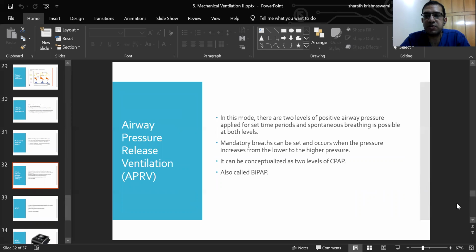Now, I once mentioned to you what BiPAP was, which is bilevel positive airway pressure. This belongs to a system of ventilatory mode known as airway pressure release ventilation, APRV. In this mode, there are two levels of positive airway pressure applied for set time periods, and spontaneous breathing is possible at both levels. Mandatory breaths can be set and occur when the pressure increases from the lower to the higher pressure. So this can be conceptualized as two levels of CPAP, also known as BiPAP.